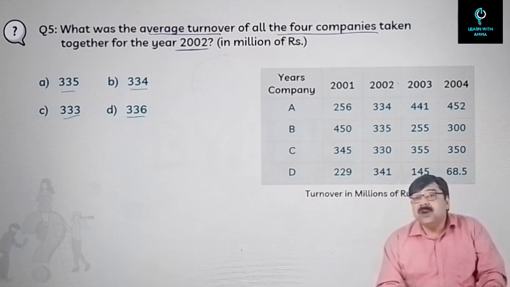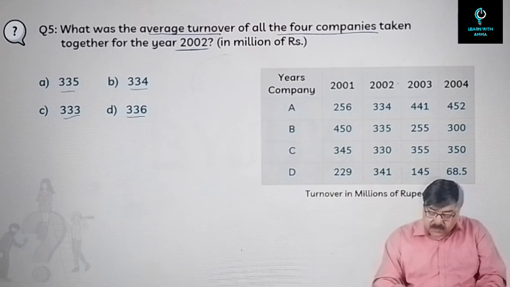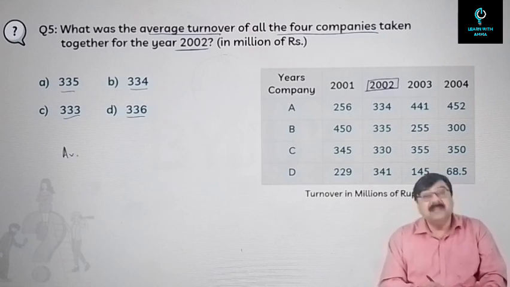So here the choices are not going to be helpful at all. You will have to perform the actual calculation. So let's go to the year 2002. Now, what is average? Average we know is sum of quantities by number of quantities.